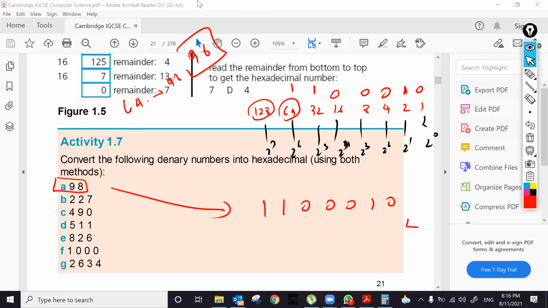Did you understand? Yes, sir. Okay. Himesh, did you get this point? Yes, sir. Good. Right.